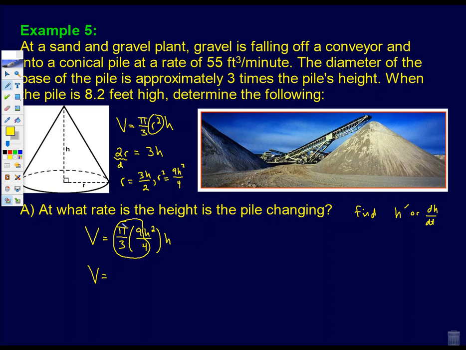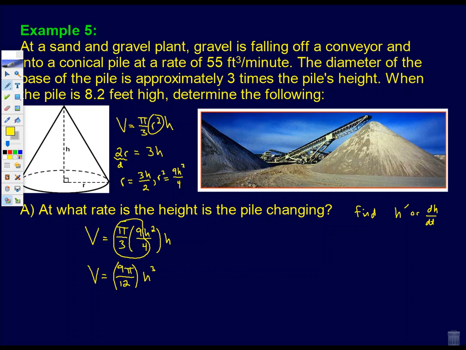I'm circling all the parts that are constant right now. The fraction pi over 3 times the quotient 9 over 4. And so if I think about multiplying all that into one fraction, it would give me the quantity 9 pi over 12. That is all a constant, and so the only part that's really changing is the h. And if I take h squared times h, that's going to be h cubed.